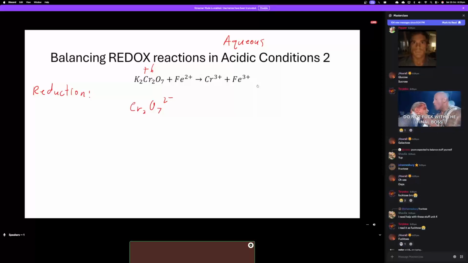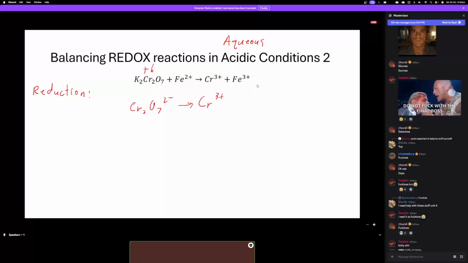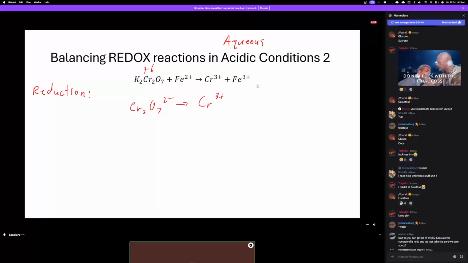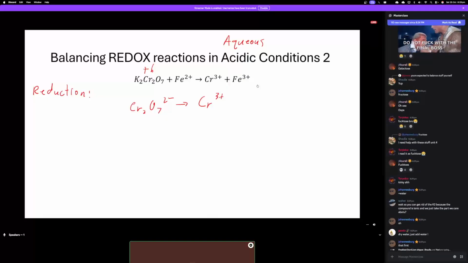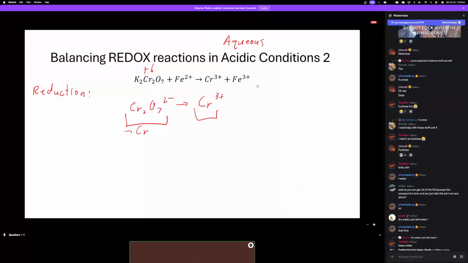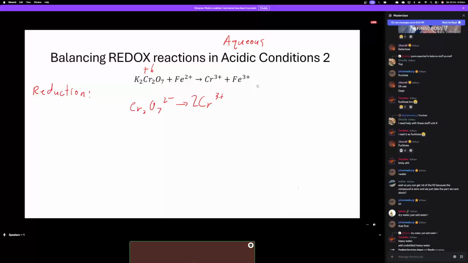Cr2O7 2- becomes Cr3+. Very clearly not balanced still. What do we do? First step, we will multiply any of these terms to make sure all of the elements that are not oxygen and not hydrogen are balanced. So here we have 2 chromiums, and here we have 1 chromium. So I want to multiply this by 2. Now the number of chromiums on each side is balanced.